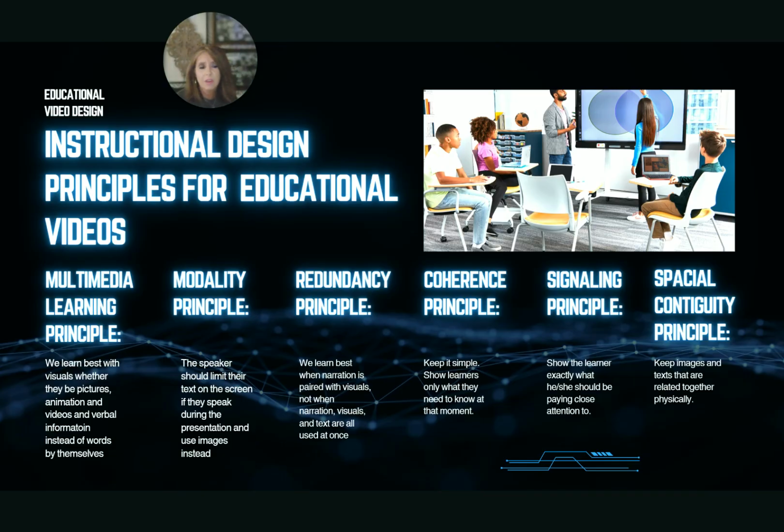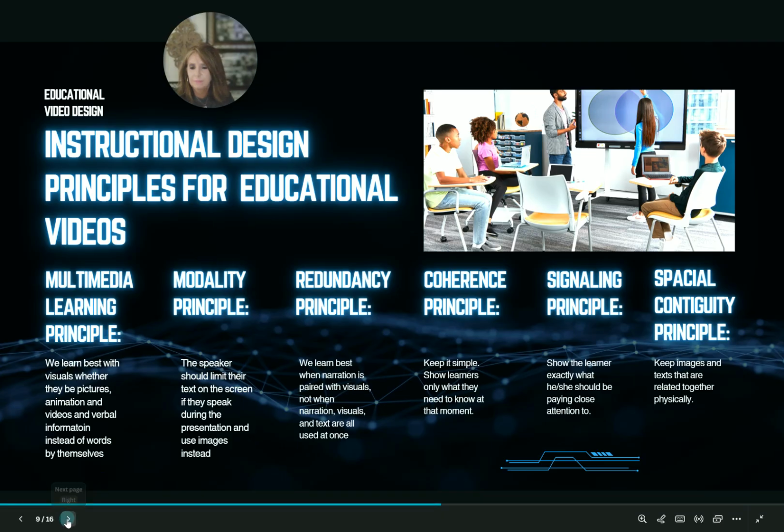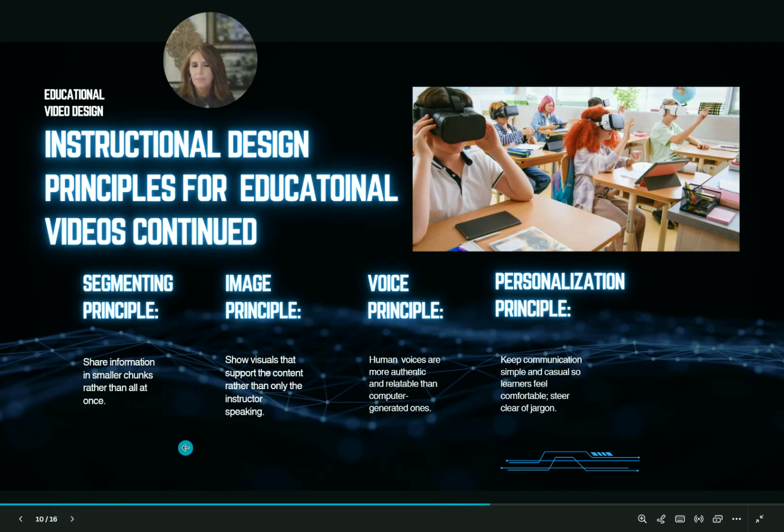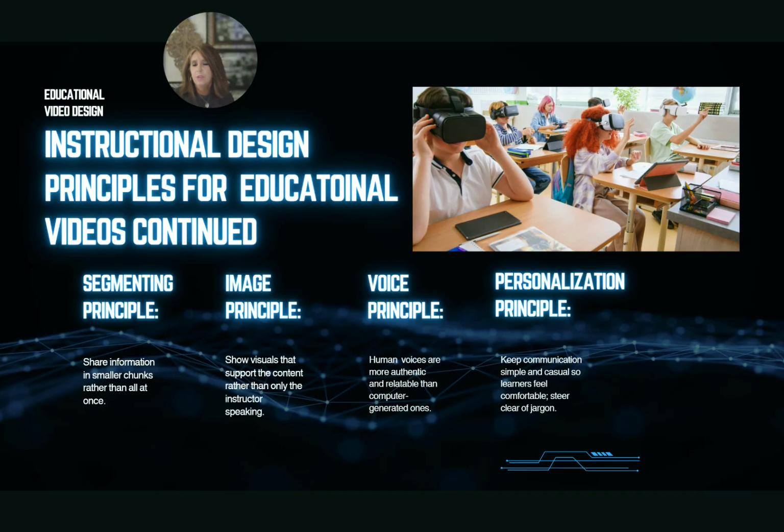And the spatial contiguity principle says that related images and text should be kept together physically on the presentation or the screen. Okay, the last four we're going to talk about real fast is the segmenting principle. That says that you should share information in smaller chunks rather than all at one time. The image principle shows visuals that support the content rather than only the instructor speaking.